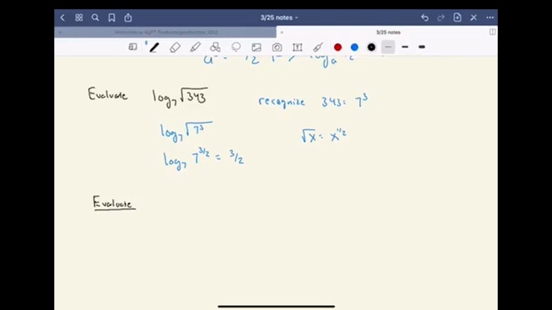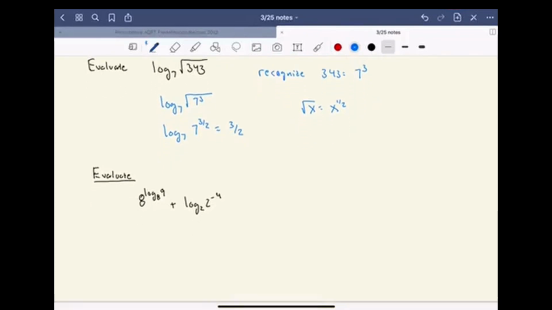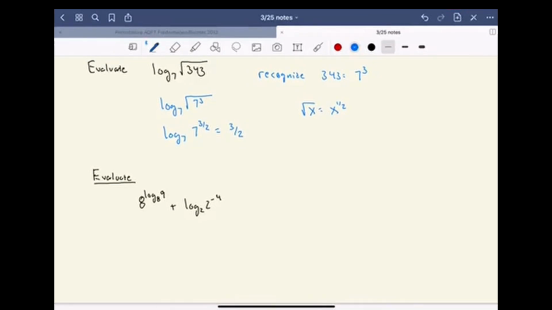We're going to evaluate 8 raised to the log base 8 of 9 plus log base 2 of 2 to the negative, let's say, 4. Okay? Now, remember, exponents and logarithms are inverses of each other.